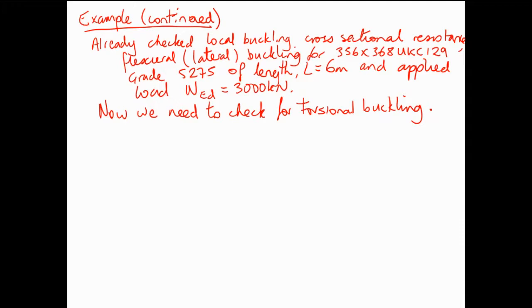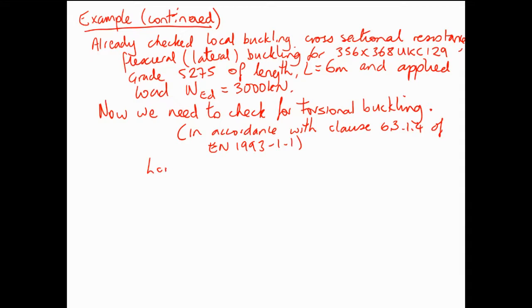So we've already looked at the theory behind it. Let's see if we can calculate it out. Normally for torsional buckling, the Eurocode 6.3.1.4 tells us this. So we check for torsional buckling in accordance with clause 6.3.1.4 of Eurocode 3, 1993, part 1. That tells us that the critical length in torsion is normally equal to the overall length of the section, unless there are some special connections, but typically it's the overall length of the section, which is 6 meters or 6,000 millimeters.